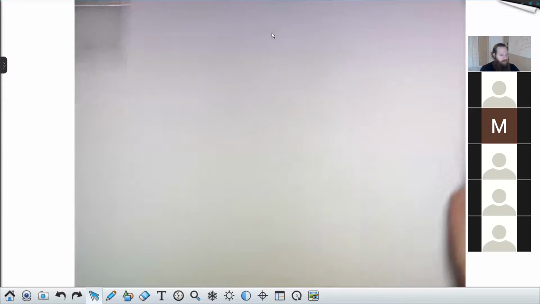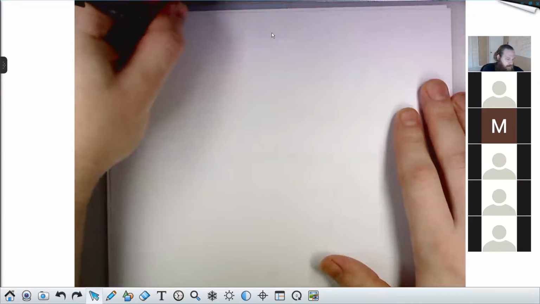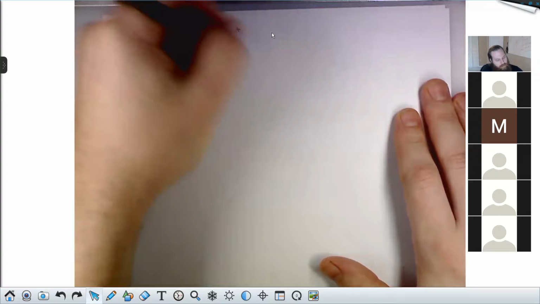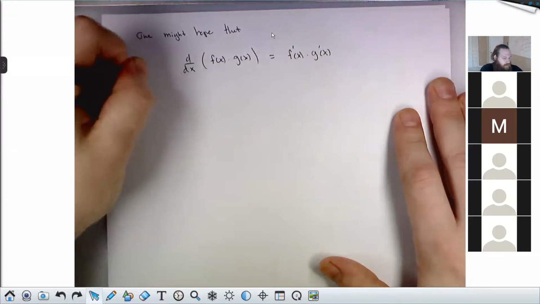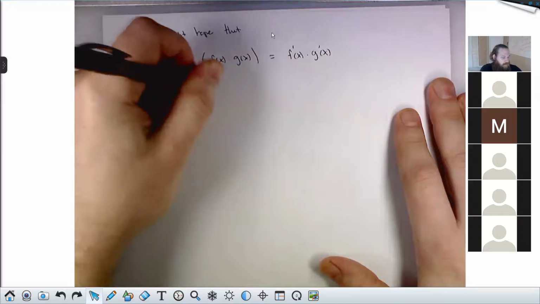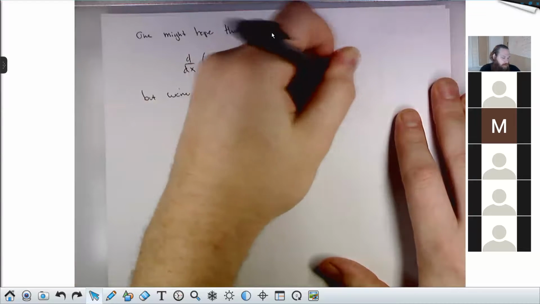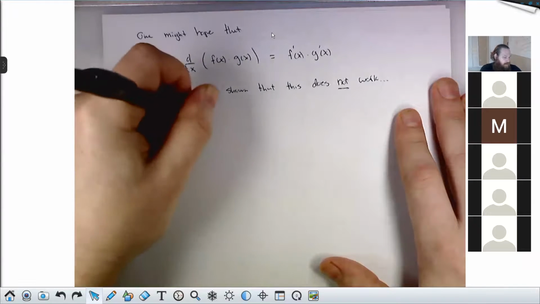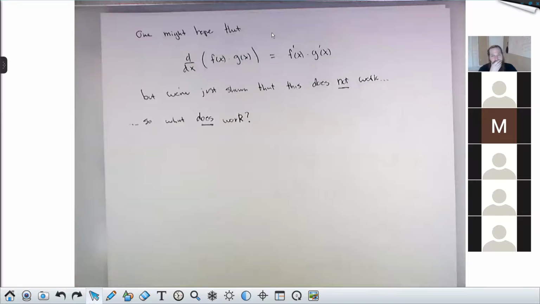So what we've just shown is that while one might hope that d dx of f of x times g of x is f primed of x times g primed of x, we've just shown that this doesn't work. So what does? That's the burning question. And the answer is a little bit more complicated, but there is a good answer here. It's called the product rule.